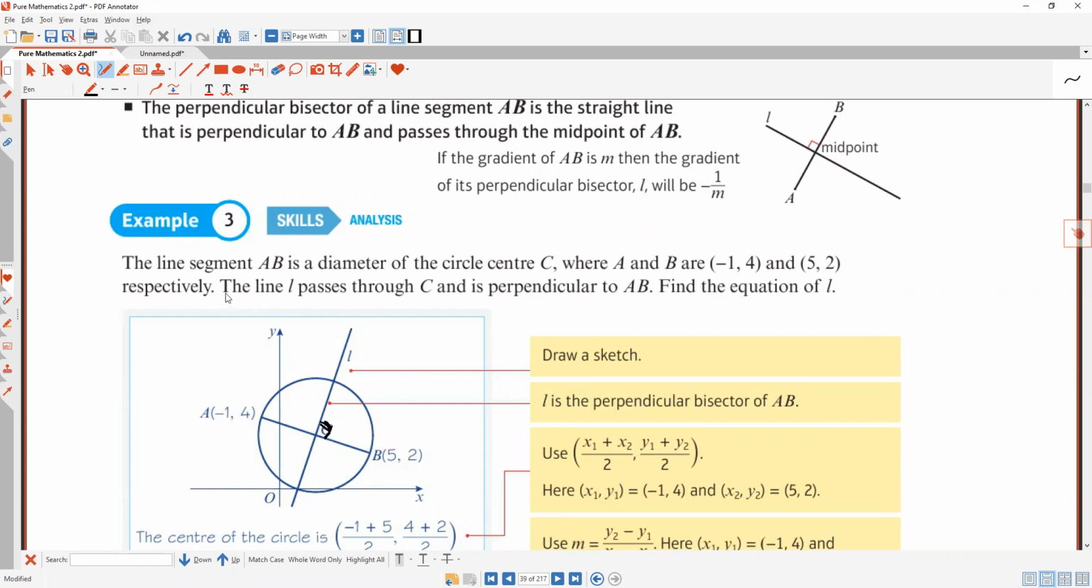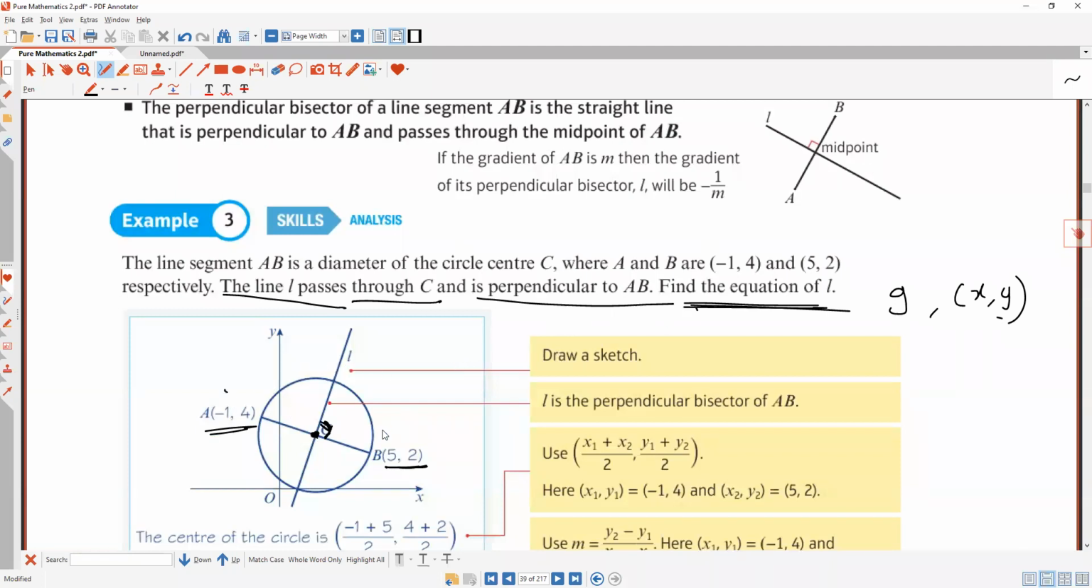So they wrote that the line L passes through C, okay, and is perpendicular to AB. Find the equation of line L. Now I'm pretty sure all of you can do this. How? First of all, find the midpoint because we need a coordinate. I told you, what are the two things you need to find an equation of a line? You need a gradient and you need a coordinate. Coordinate you can find. Coordinate is the midpoint of 5,2 and -1,4. You can find that.